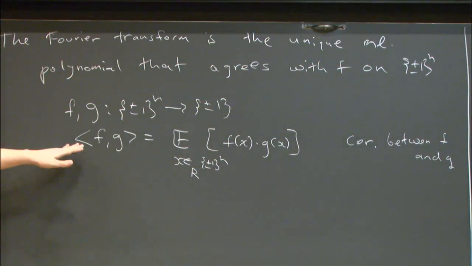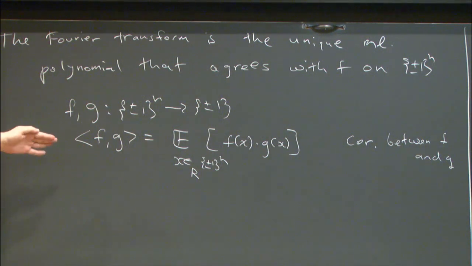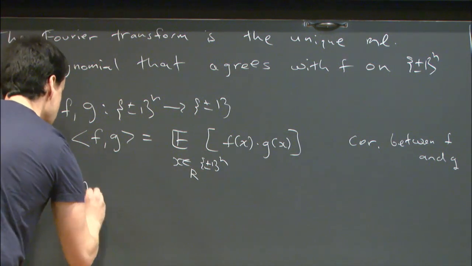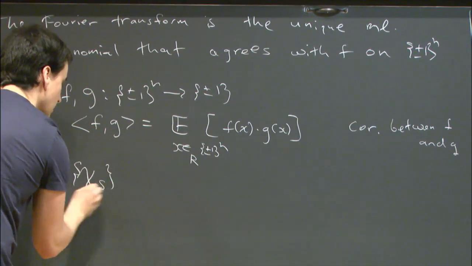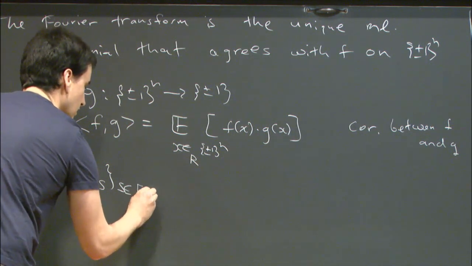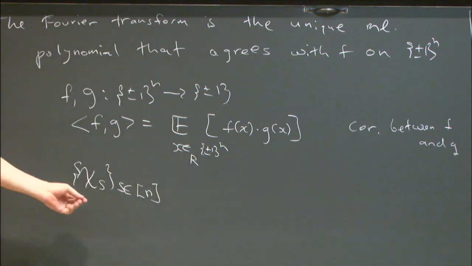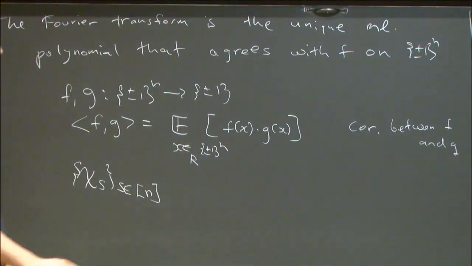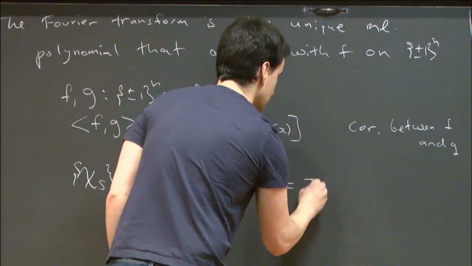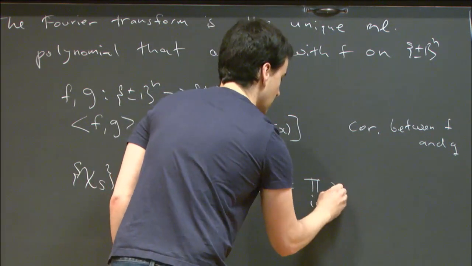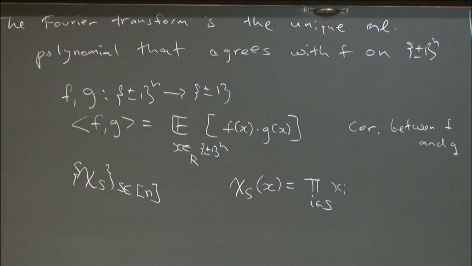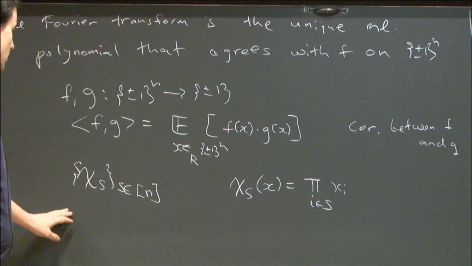Now, once I have an inner product, I can find an orthonormal basis with respect to this inner product. And this orthonormal basis is the basis of characters. I have 2 to the n characters, one corresponding to each subset of the numbers between 1 till n, and these characters are simply the monomials. It is the product of xi where i is in the set S.